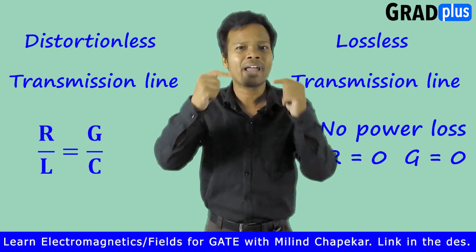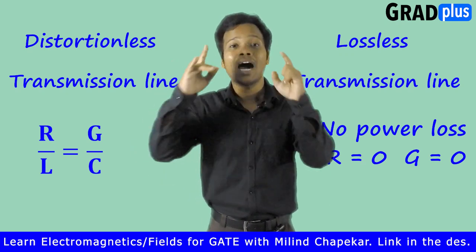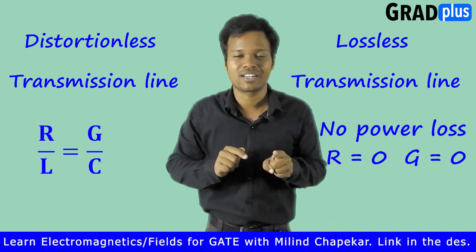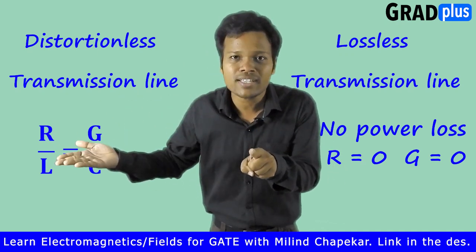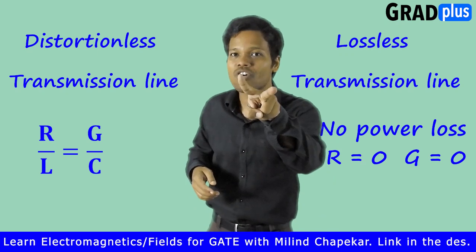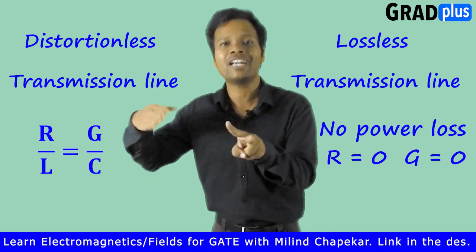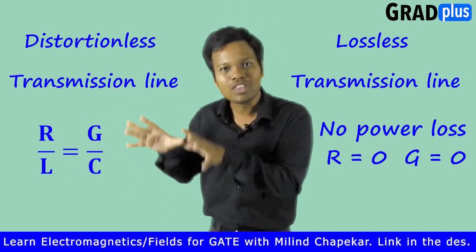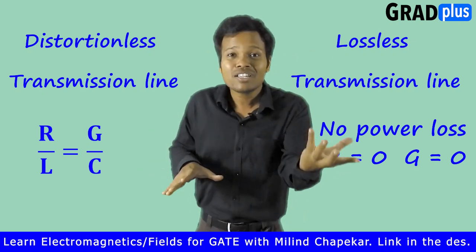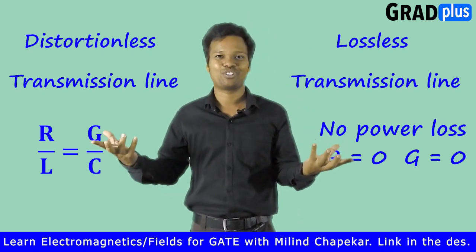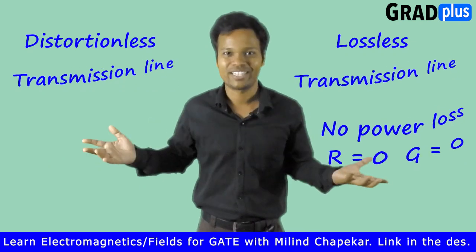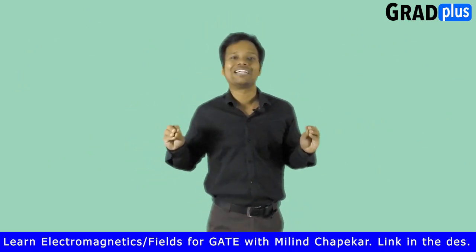So when you make R by L equal to G by C, alpha, the attenuation constant, becomes independent of frequency, and beta, the phase constant, becomes linearly dependent on the frequency, so that your frequency distortion and delay distortions get avoided.